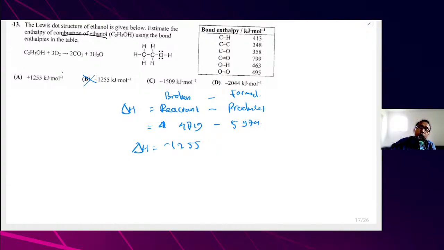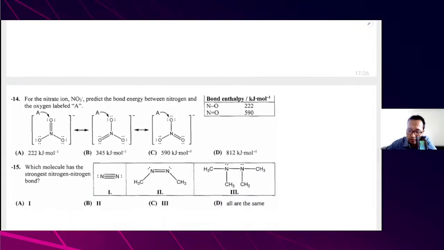Remember, if you are facing a question about bond enthalpy, you first have to calculate broken minus formed, or reactant minus product. It's kind of opposite to the previous one, if we are facing an equation about bond enthalpy.